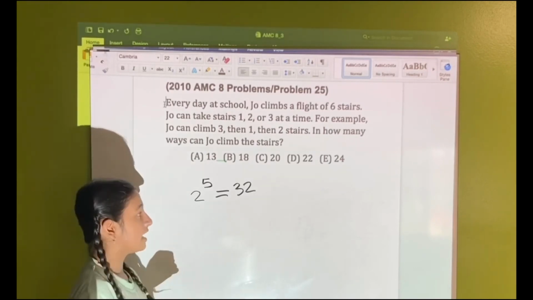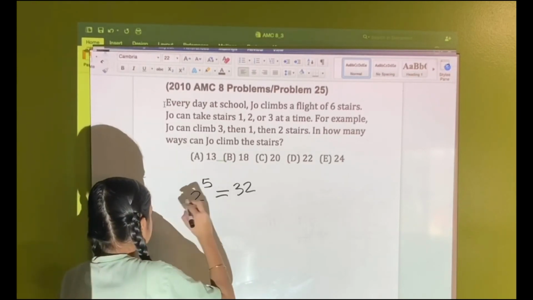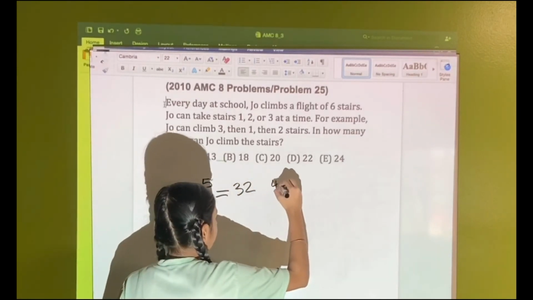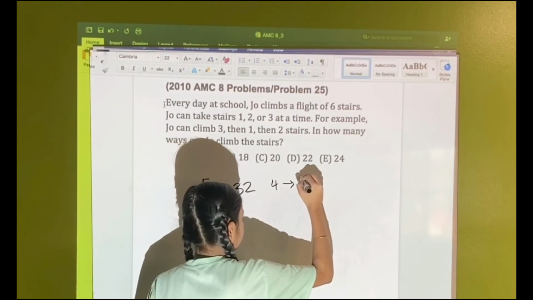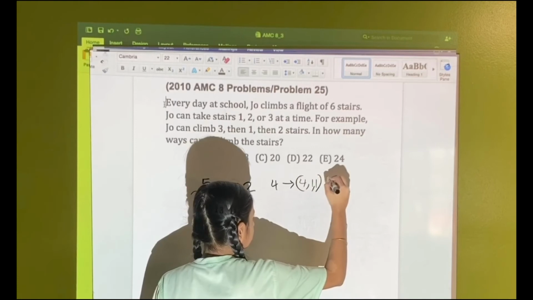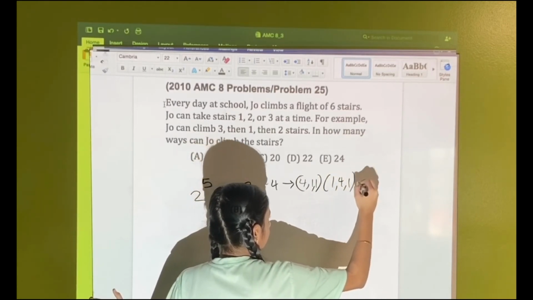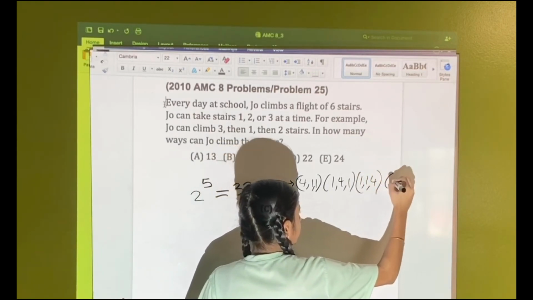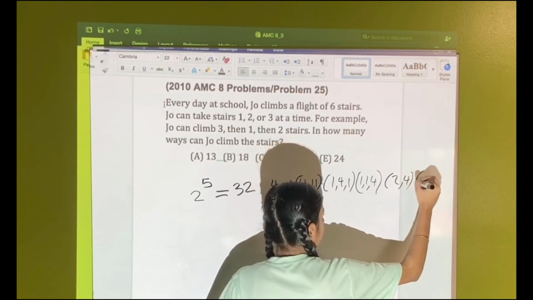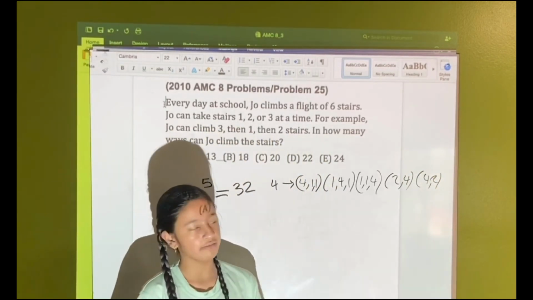So we need to take out those invalid ones that use 4, 5, and 6. So for 4, the invalid would include 4, 1, 1, 1, 4, 1, 1, 1, 4. Then 2, 4, and 4, 2. So that's for 4, that's the invalid ones.